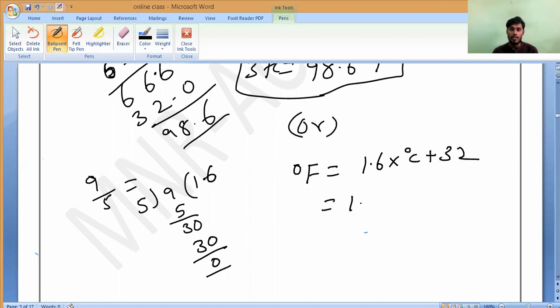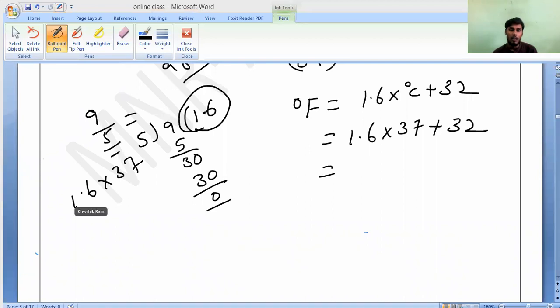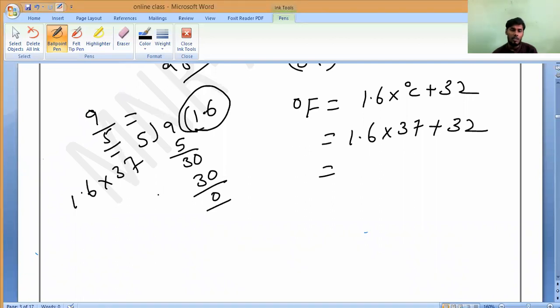Now you see, Mari, the calculation will be less. 1.6 into 37 plus 32. So please find 1.6 into 37. Sir, is this also one formula? Not another formula. For 9/5, I am just doing rough work for easy purpose. It is the same formula. Instead of 9/5, I am writing 1.6. Nothing else is there, Mari. Understand? Yes, sir.